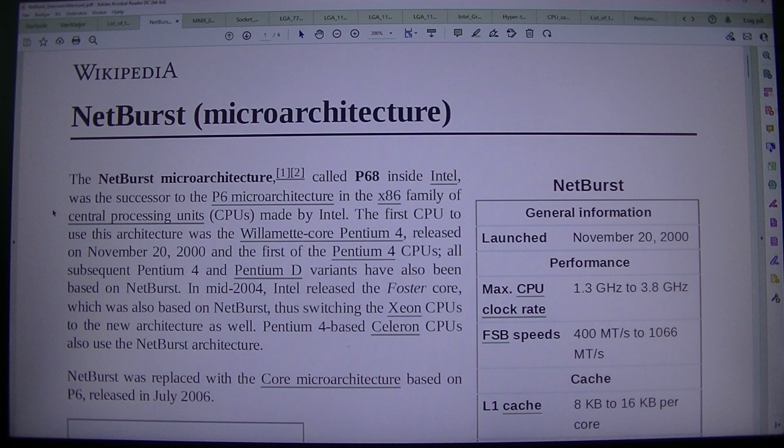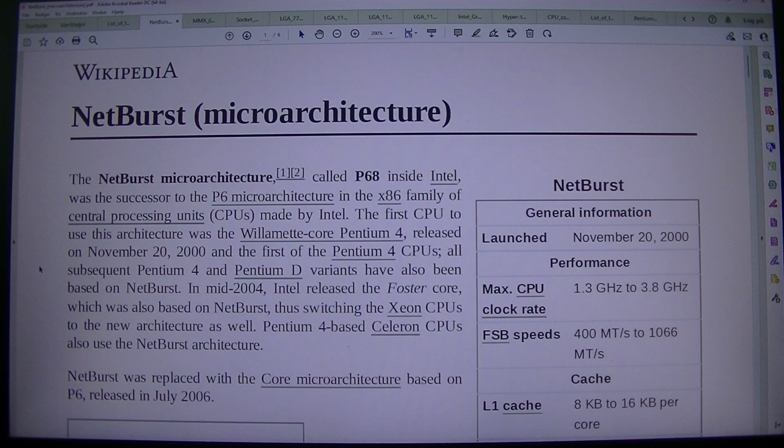The NetBurst microarchitecture, called P68 inside Intel, was the successor to the P6 microarchitecture in the x86 family of central processing units, CPUs, made by Intel. The first CPU to use this architecture was the Willamette core Pentium 4, released on the 20th of November, 2000, and the first of the Pentium 4 CPUs. All subsequent Pentium 4 and Pentium D variants have also been based on NetBurst.